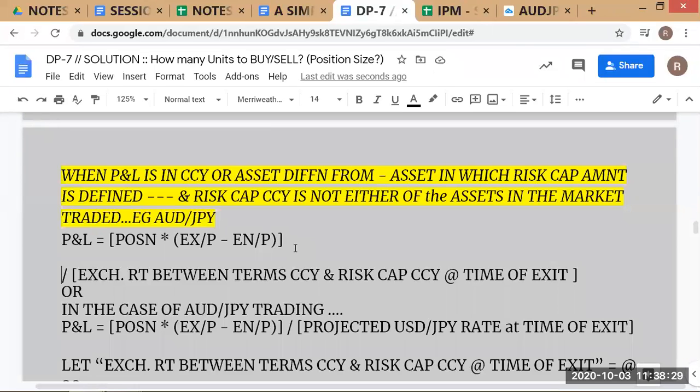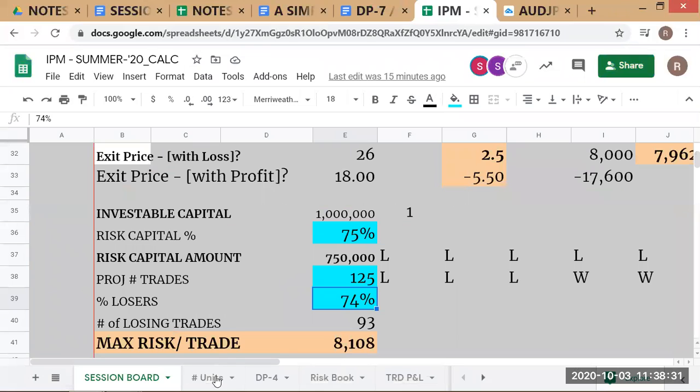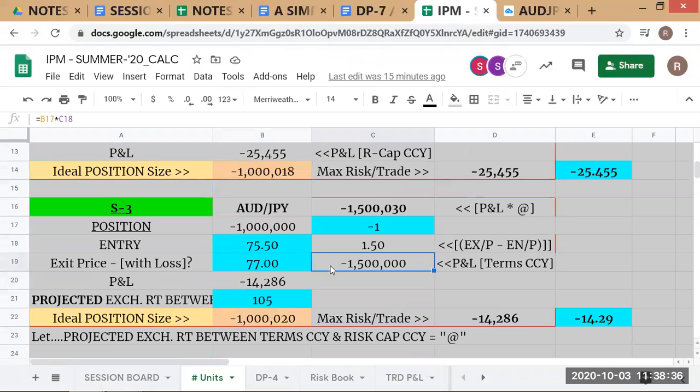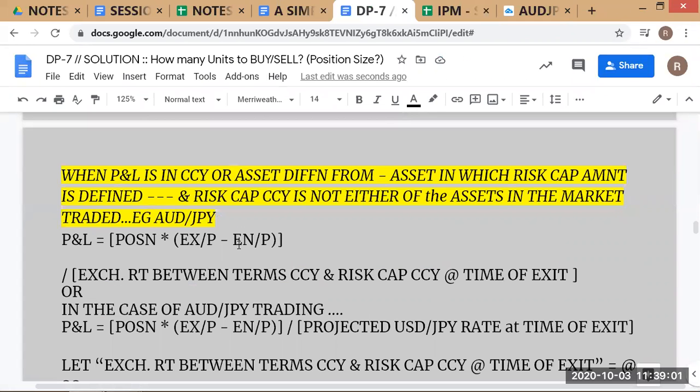We have to convert. So this PNL is coming out in Aussie Yen. This PNL is over here. This is my PNL in terms currency, which comes from, if you see, the position size times the exit minus entry price, which is nothing but this part of the formula here. Can you see this? Yes, sir.